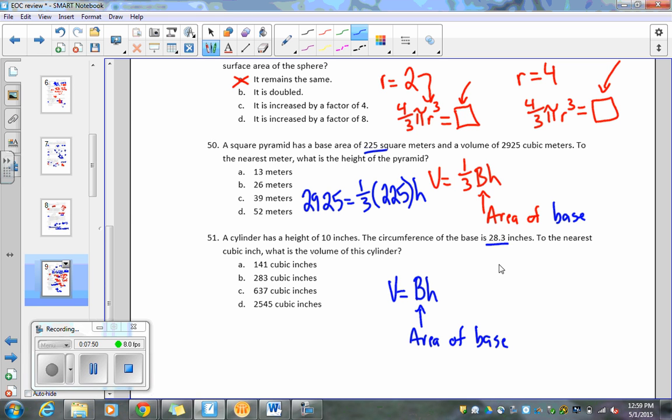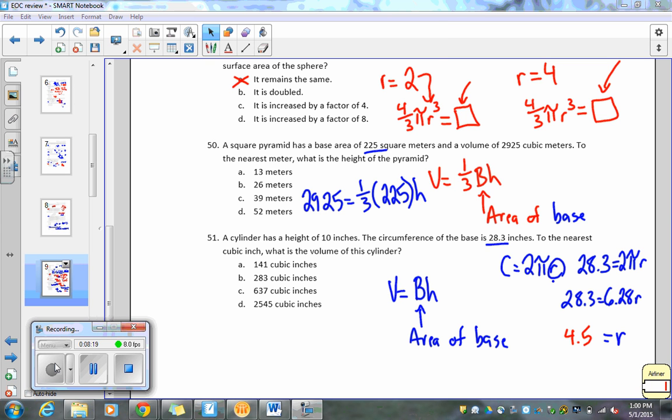All right, so what we got to do is the circumference is equal to 2 pi r. And so what we have to do is work backwards. So if we have a circumference of 28.3, and the reason we're working backwards is because we got to figure out what r is. And so 28.3 is equal to 2 times pi times r. Well, 2 times pi gives me 6.28, I believe. And so my radius ends up being 4.5.